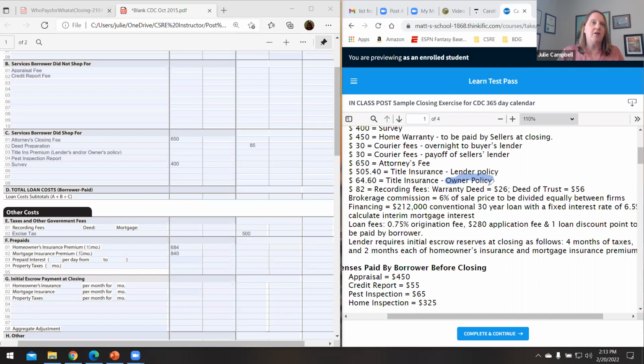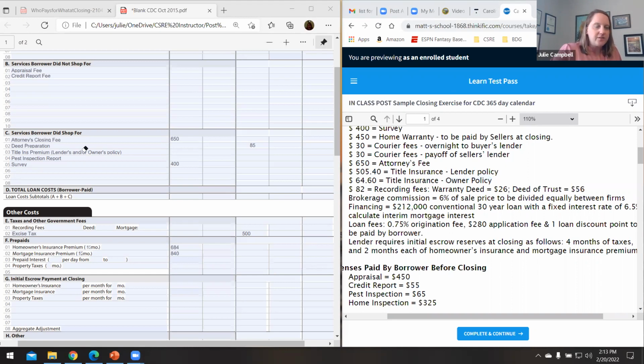I think the problem topic on the test is I've seen this as a debit to the seller. But this isn't, today the seller's not the owner, are they? Yesterday they were, but today they're not the owner. So this title insurance, two policies, lender and owner, buyer gets to pay for both.